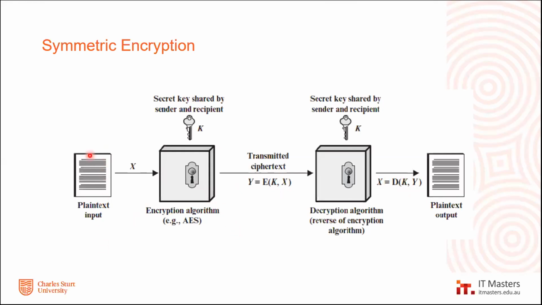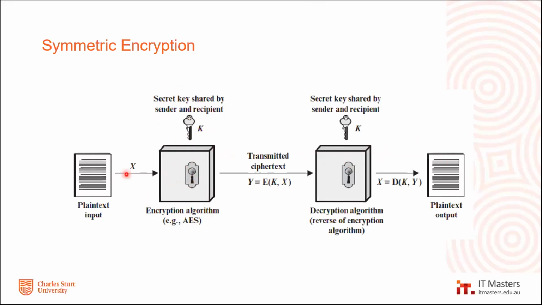Symmetric encryption takes a plain text and feeds it into an encryption algorithm, for example AES or DES or triple DES or Blowfish or Twofish, all examples of symmetric encryption algorithms. And in combination with that plain text going into that encryption algorithm, it also uses a secret key which is shared between the sender on this side and the recipient on this side.